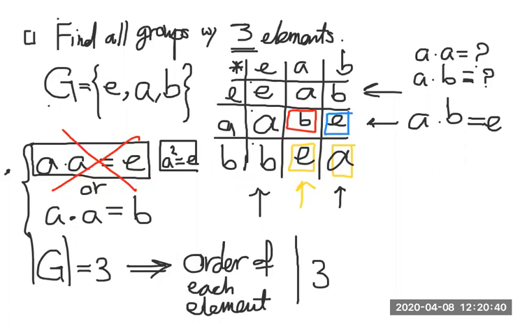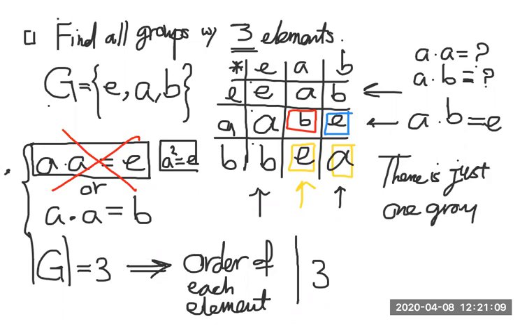Now, there is something which is interesting, and that's the fact that everything is kind of forced to us. We didn't have any option, right? Everything is kind of fixed. There are no choices. It means there is exactly one group with 3 elements.